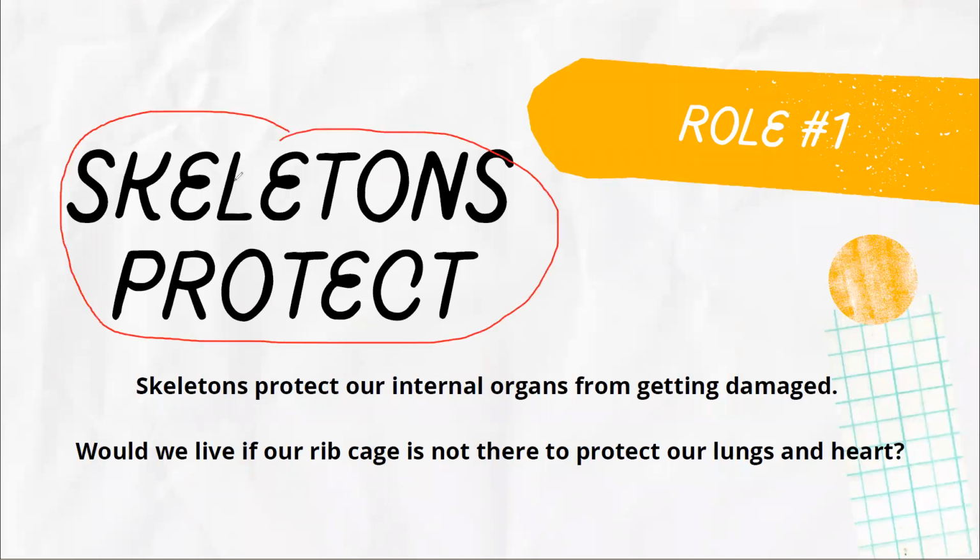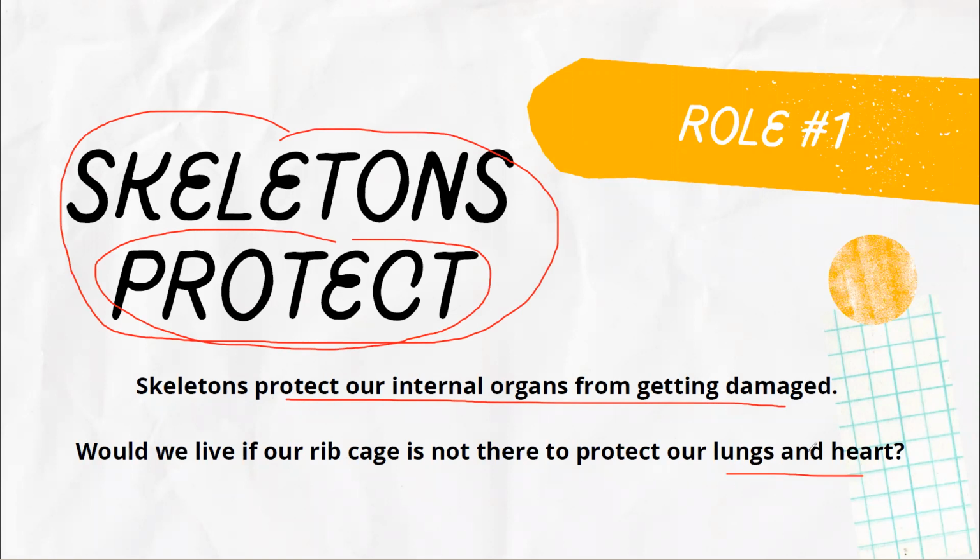Okay, class. Other than skeletons being a support, they also protect. Skeletons protect our internal organs from getting damaged. Would we live if our rib cage is not there to protect our lungs and heart? What do you guys think? Okay, without our rib cage, what do you think would happen? Okay, I give you 1 minute. Think about it now.